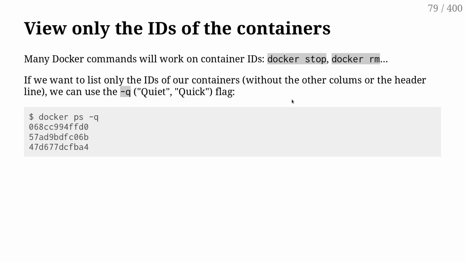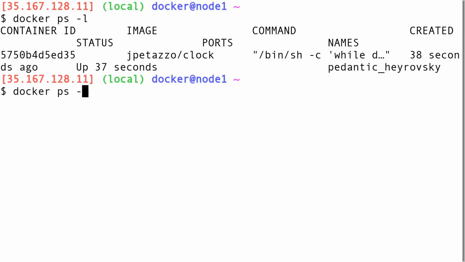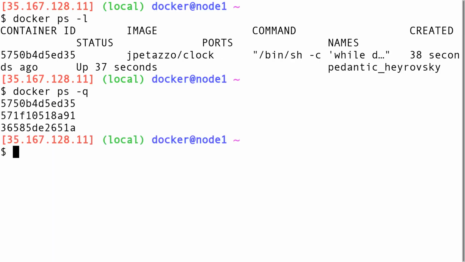Another useful flag is -q, which means quiet or quick. Usually when we do -q, we expect that nothing will be shown. In that case, -q means just show me the ID of the containers. Don't show me all the details, I just want the container ID.